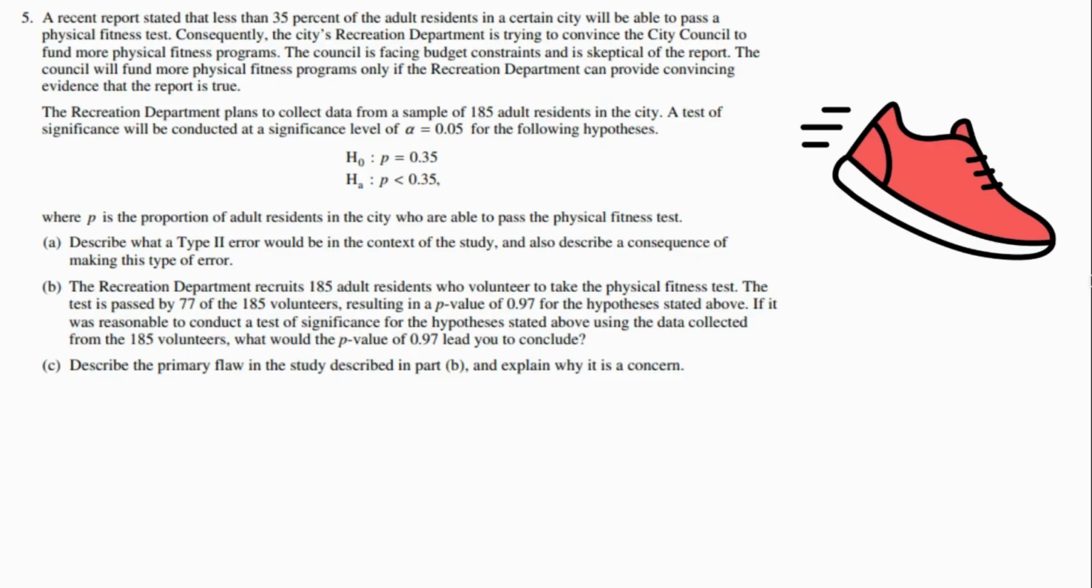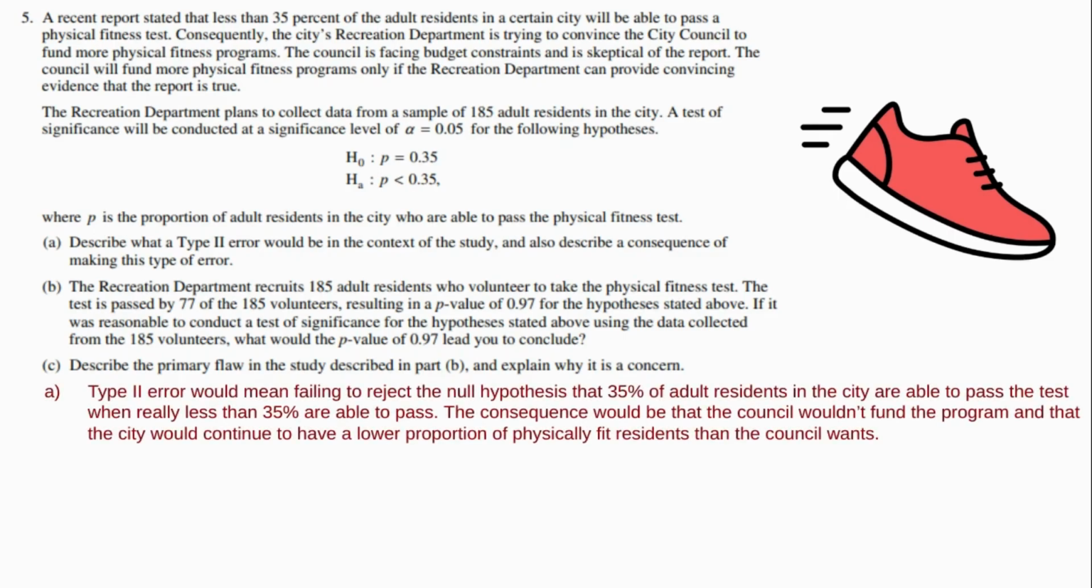All right, let's look at part A. Type 2 error would mean failing to reject the null hypothesis that 35% of adults in the city are able to pass the test when really less than 35% are able to pass. So type 2 error always means the alternative hypothesis is correct, but we fail to reject the null. The consequence would be that the council wouldn't fund the program and that the city would continue to have a lower proportion of physically fit residents than the council wants.